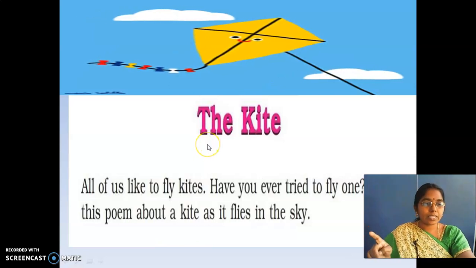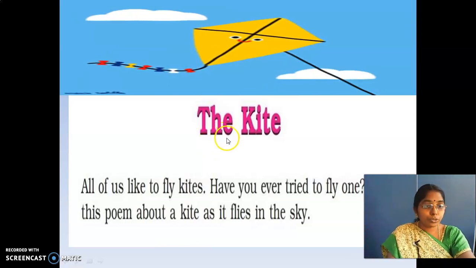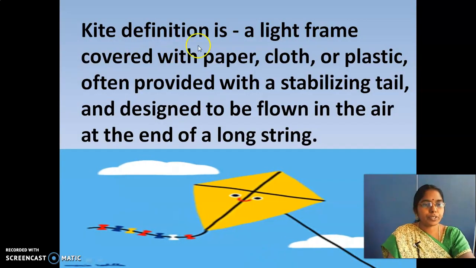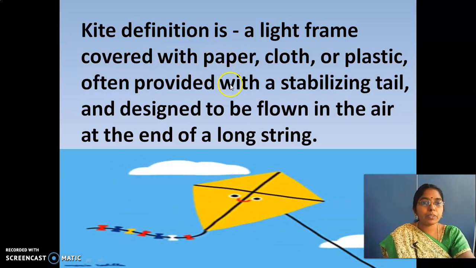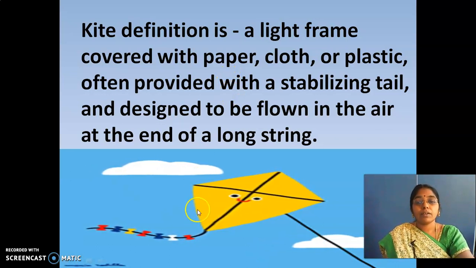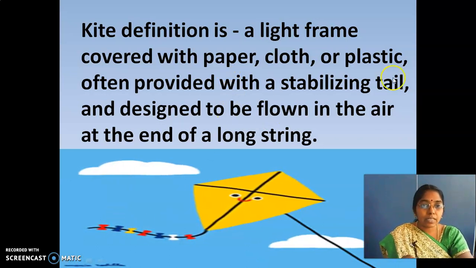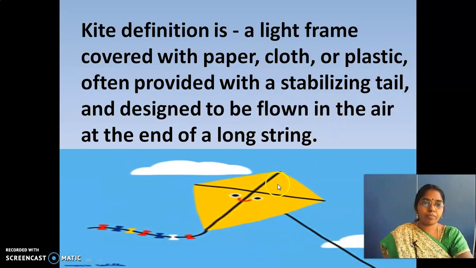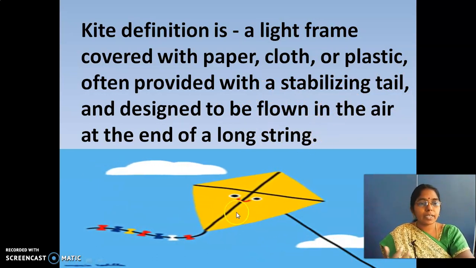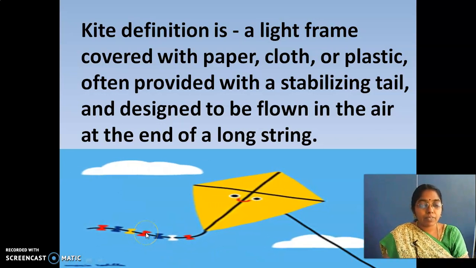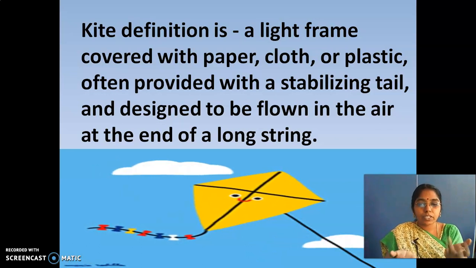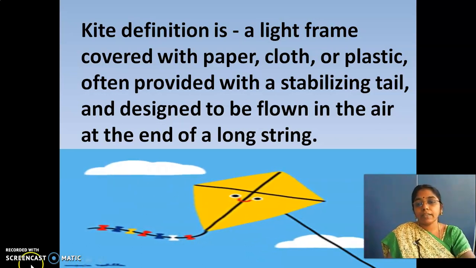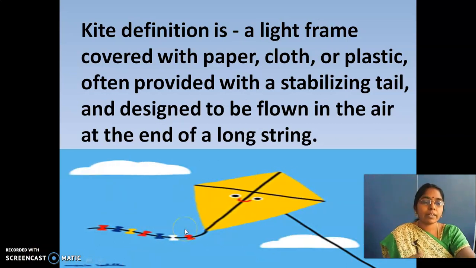I tried once, as I said before, and you too should try to fly a kite. Okay. Now the definition for kite: a light frame covered with paper, cloth or plastic, often provided with a stabilizing tail. Why is it stabilizing? The name itself suggests a stabilizing tail. So the weight of the kite will be stabilized, that means supported by the weight of the tail. The kite and the tail should have the same weight, then only it will fly.